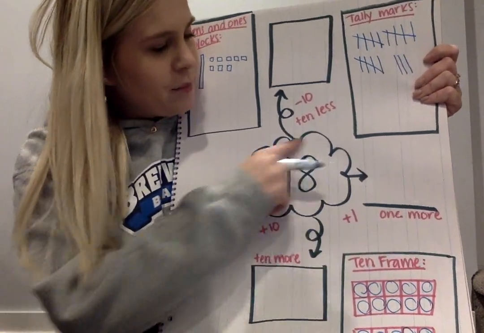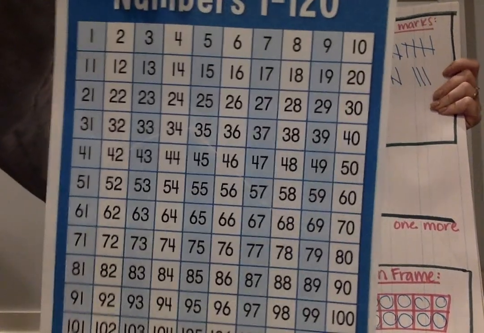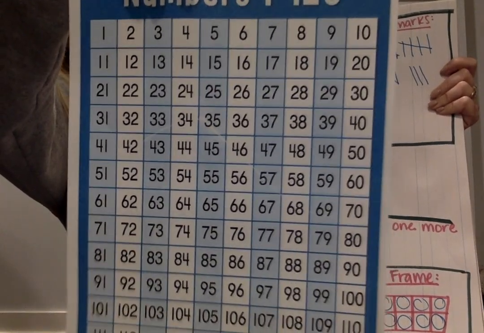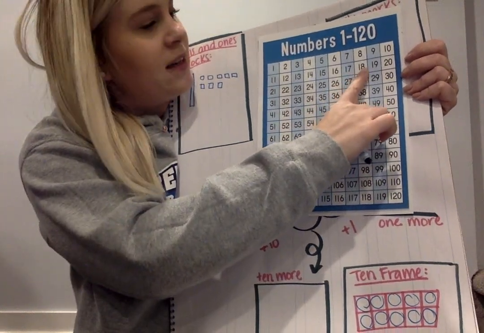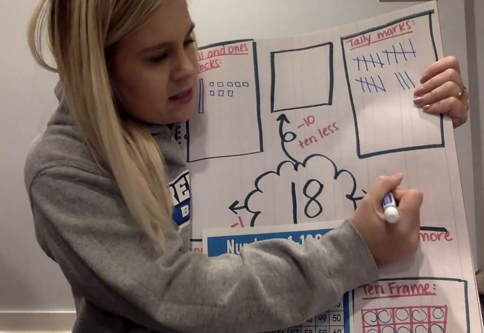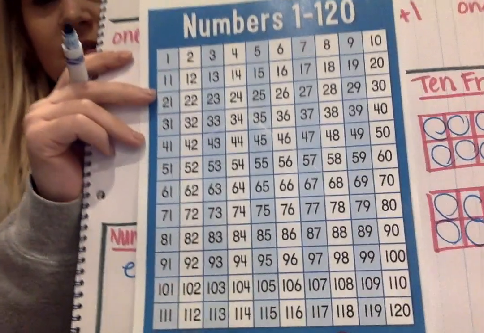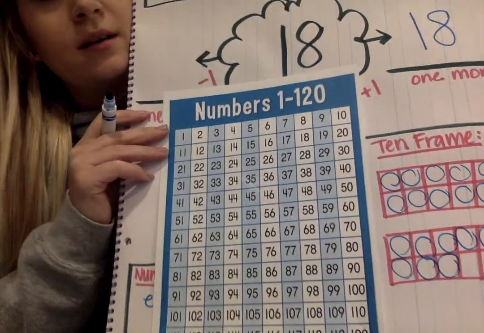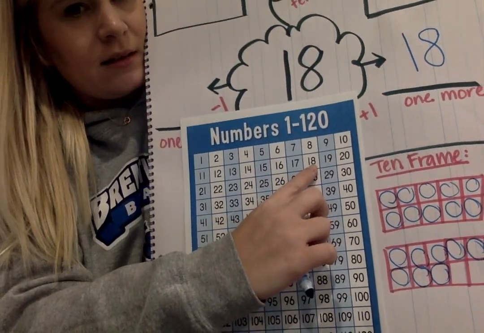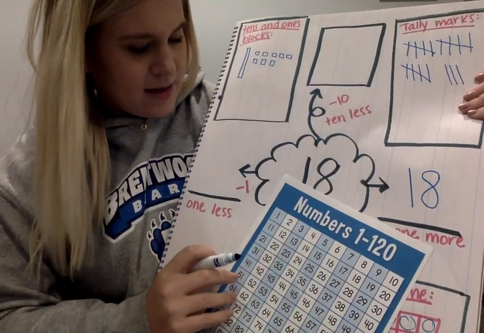Can we find what number is 1 more than 18? 18 plus 1? What number is 1 bigger than 18? Do you see it? 18, 19. 19 is 1 more than 18. What about 1 less? What number is 1 less than 18? 18 minus 1. Here's 18. 17. 17 is 1 less than 18.